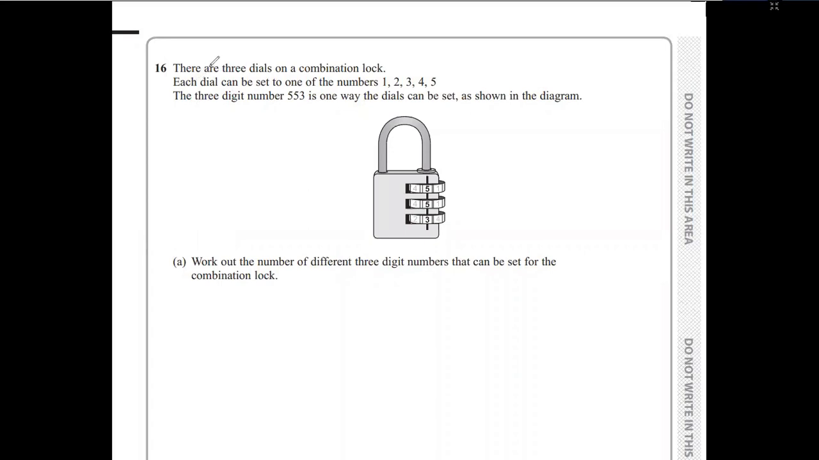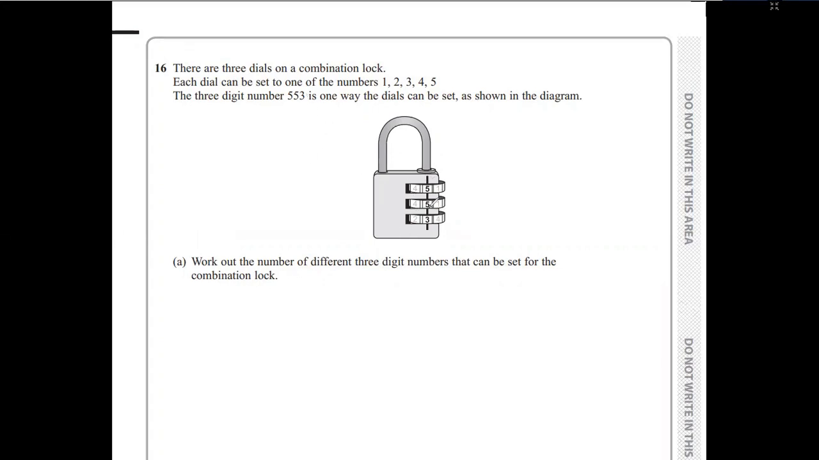Question 16. There are 3 dials on our combination lock. Each dial can be set to one of the numbers 1, 2, 3, 4, 5. The 3-digit number 553 is shown. The dial can be set as shown in the diagram. Work out the number of different 3-digit numbers that can be set for the combination lock.